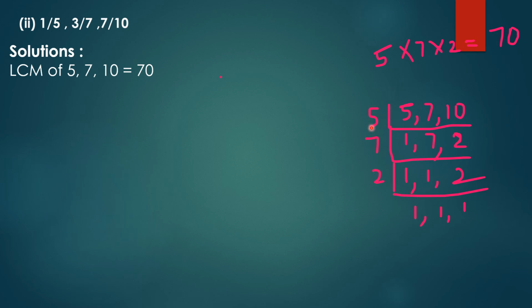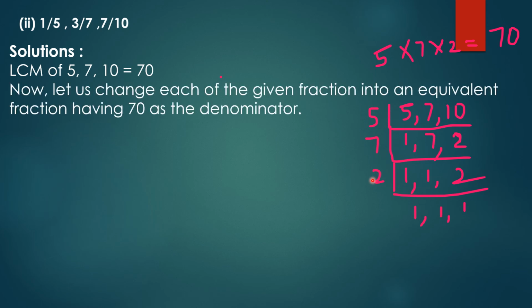It is 70 because 5 ones are 5, 7 remains as it is, 5 twos are 10. Next, 7, 1 remains and 7 ones are 7, and 2 remains. Here, 1 remains as it is, and 2 ones are 2. Therefore 5 sevens are 35, 35 into 2 is 70. So 70 is the LCM for 5, 7, 10. Now the next step, we have to convert the given fractions into equivalent fractions with the denominator as 70.